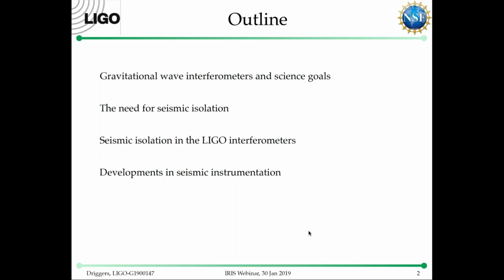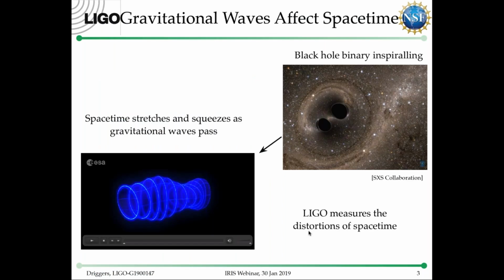In this section, I'll also talk about a few other ways that we use seismic instruments in the LIGO interferometers. I'll briefly mention at the end some developments that are happening within the LIGO scientific collaboration on seismic instrumentation. And then I will look forward to questions. So first, what are gravitational waves? What is it that LIGO is trying to measure?